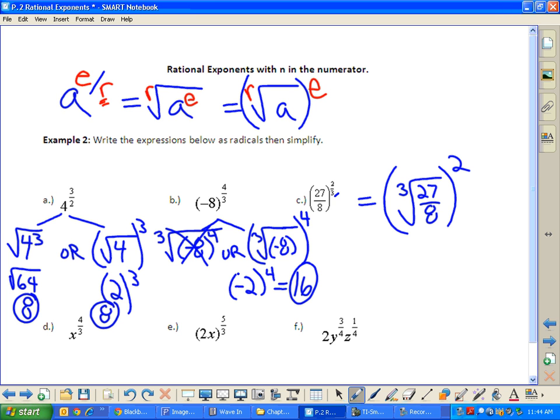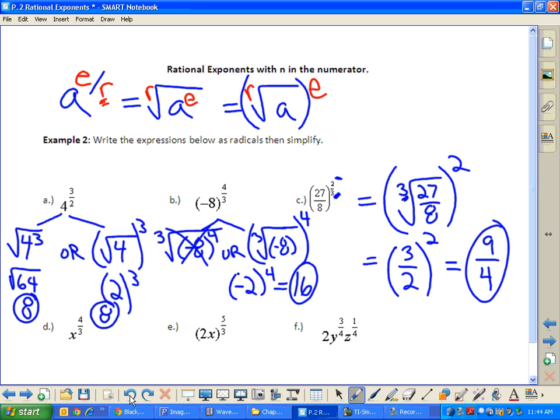That's me using my root-power rule. Do you see again how the denominator is my root and the numerator up here is my exponent? Cube root of 27 over 8, that's not bad. Cube root of 27, that's 3. The cube root of 8, that's 2. And I was able to do that because I applied the quotient property for radicals that we talked about in the first part of the chapter. And then I square this. Means I have to square the top, square the bottom by our power of a quotient rule. So that'll be 9 over 4. Questions about that?